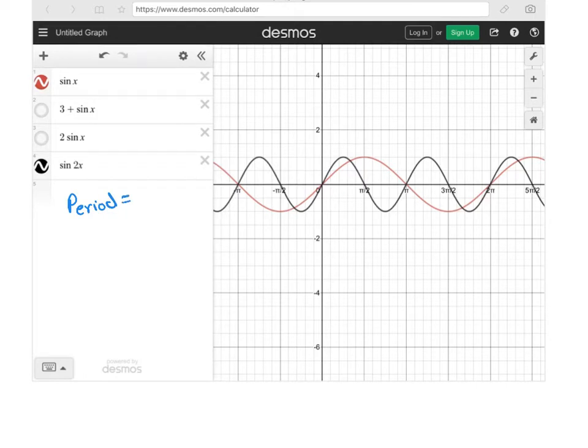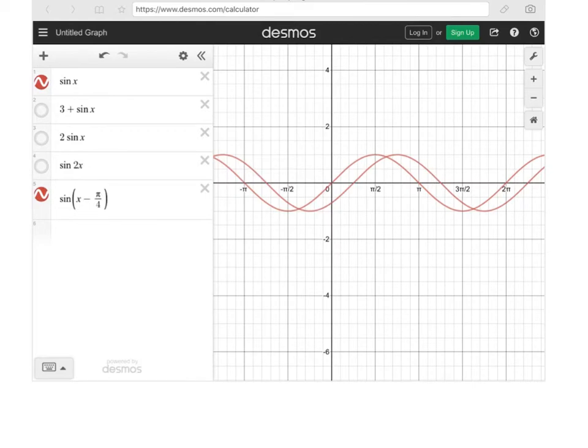Remember, the original graph, I'm going to do in green. The original graph didn't repeat itself till it got to 2 pi. This one, if I do this in yellow, repeats itself after just pi. So I say the period is going to be pi. And I'll explain how that number 2 relates to the period in the next video.